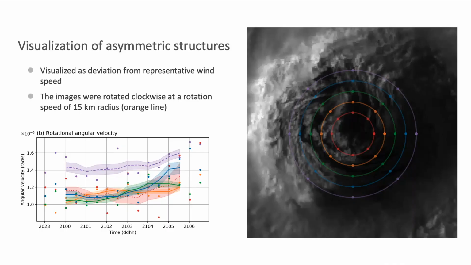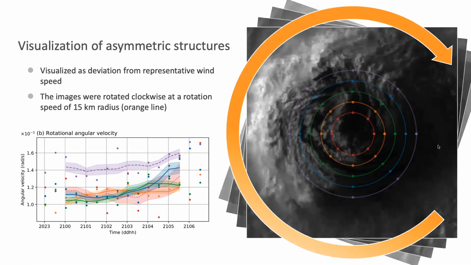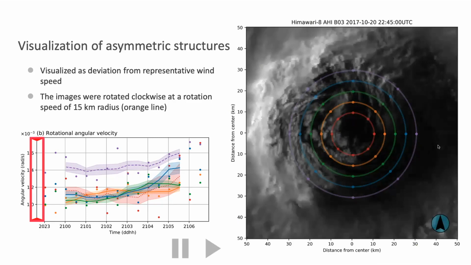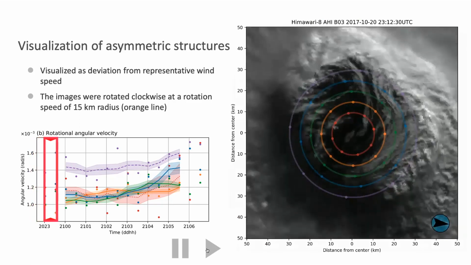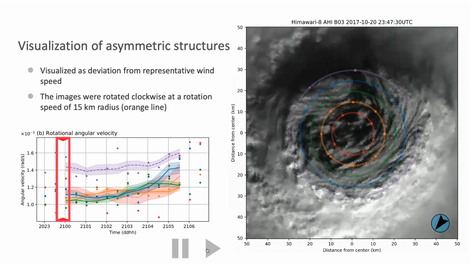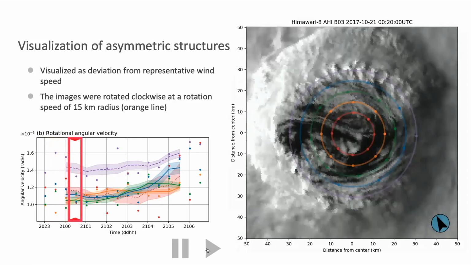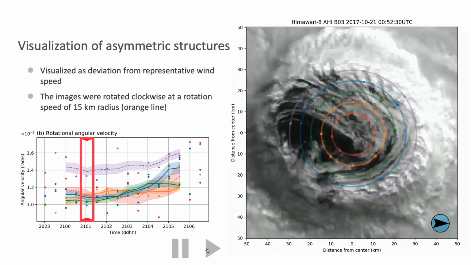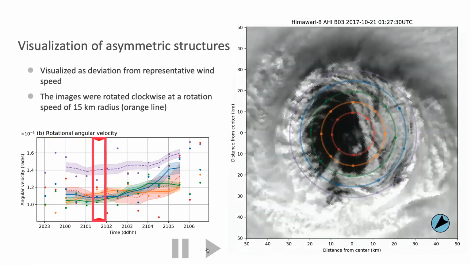Next, we visualized the asymmetric structures as a deviation from the representative wind obtained by our method. Since the TC is rotating counterclockwise, we rotated the image of the TC clockwise according to the rotation speed at a 15-kilometer radius. I'll show you the animation now. Please pay attention to the asymmetric structures. Several mesovortices appear in the eye as asymmetric structures. In addition, the straight-line clouds are rotating very fast at a radius of 30 km.